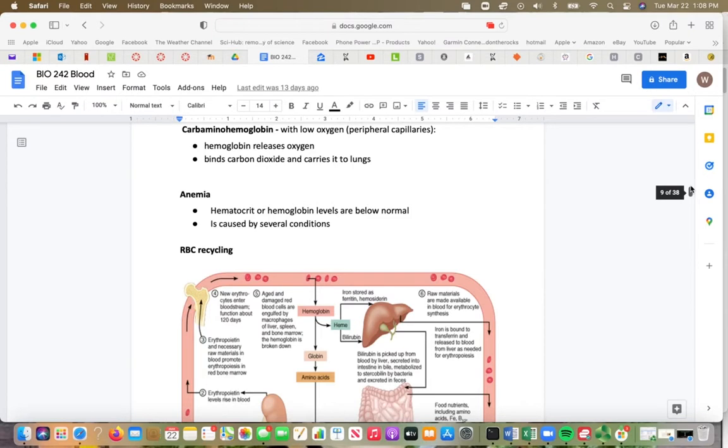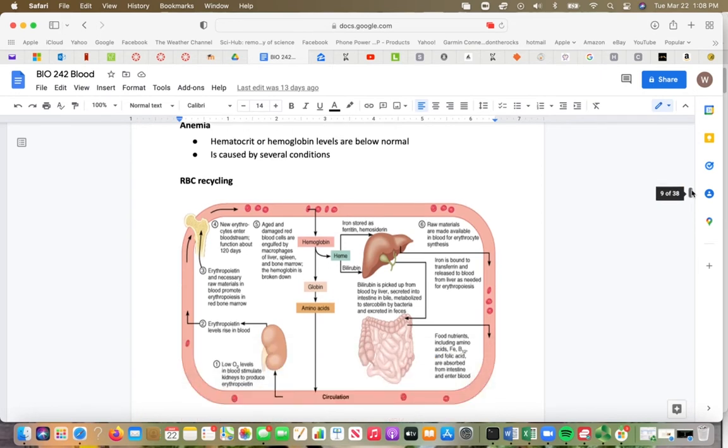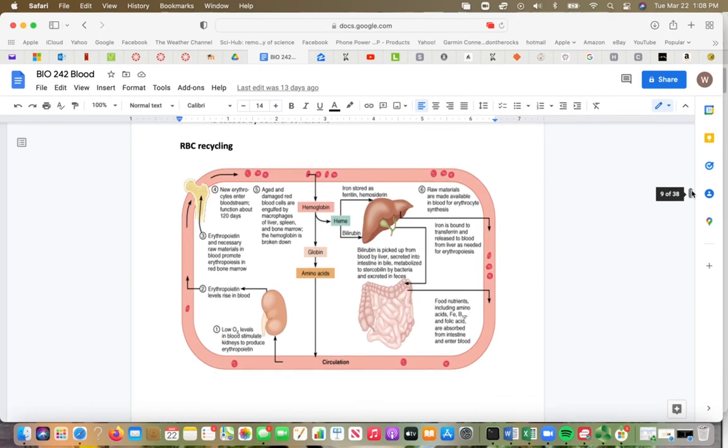So anemia occurs when your hematocrit or hemoglobin levels are below normal. There are several different types of anemia, and it can be caused by several different conditions. So red blood cells, we make a lot of them and go through a lot of them, so we do recycle them. A typical red blood cell will live about 120 days. So what will happen is when you have low oxygen levels, your erythropoietin would stimulate the production of red blood cells. That's going to happen in the marrow.